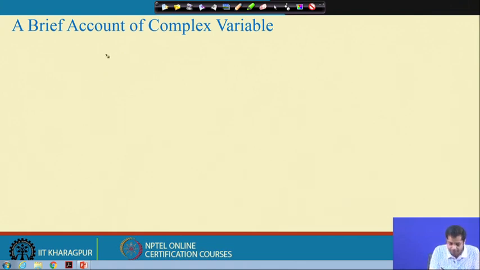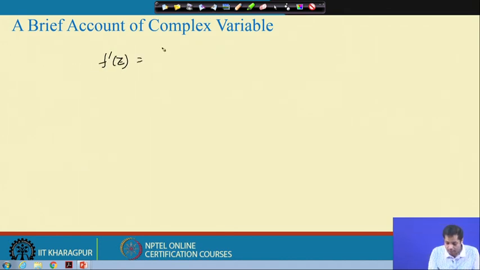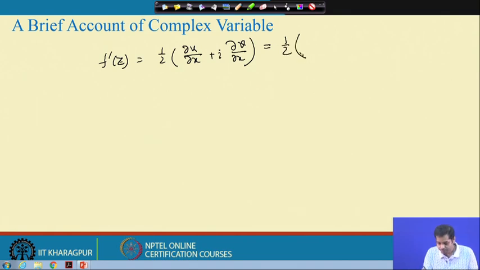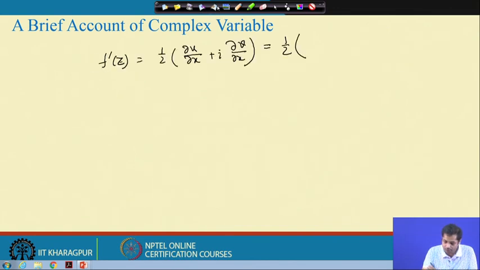At any point, if you take f dash z, that is equal to the first case: half of del u del x plus I into del v del x, and that should be equal to half of del v del y minus I into del u del y. That should be equal to this. Okay.